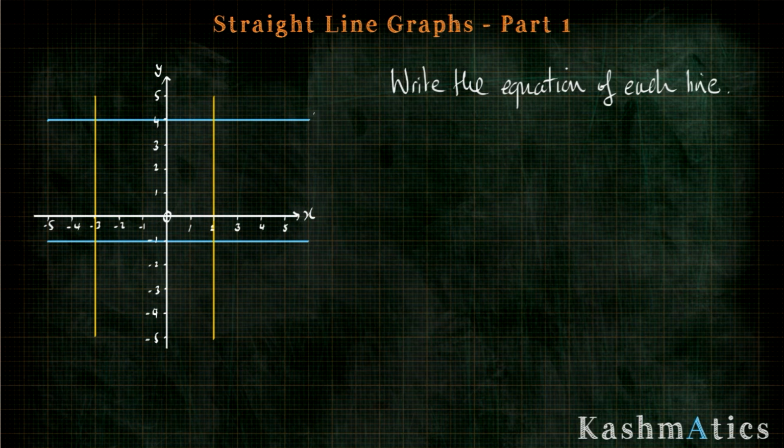Right, here we go. The horizontal lines first, let's do them. So the horizontal lines are all y equals something. So that would be y equals 4 because it crosses the y-axis at 4. And this one would be y equals minus 1 because it crosses the y-axis at minus 1. The vertical lines, the yellow ones, are going to be x equals something. So x equals 2, crosses the x-axis at 2, and x equals minus 3, it crosses the x-axis at minus 3.